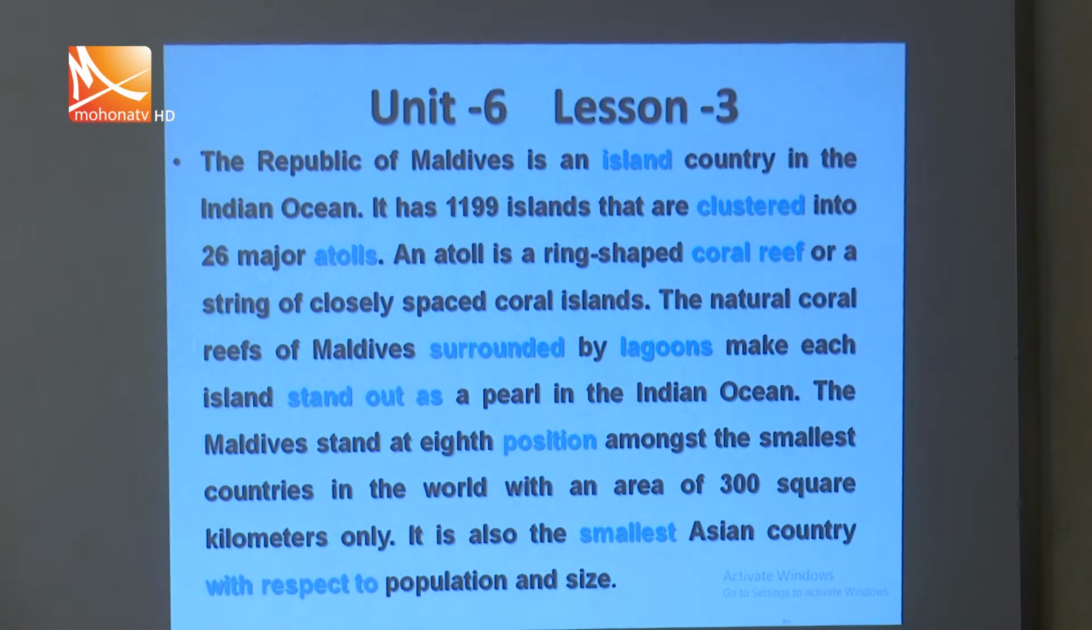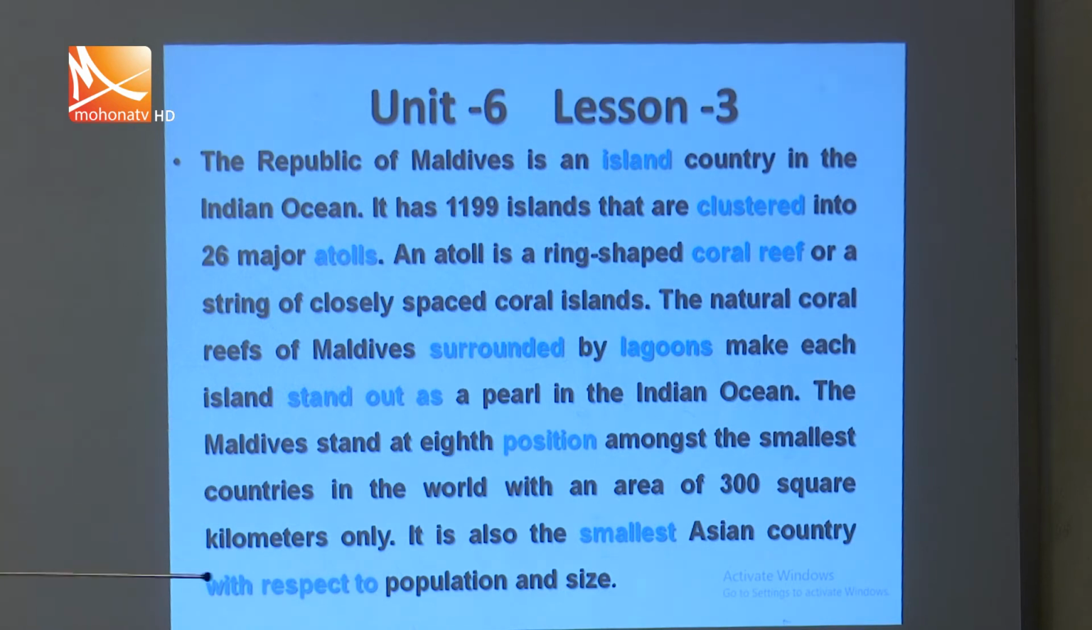Atolls you will find when you see the islands of Maldives, you will find that some of the islands are seen together. Okay, they make a cluster. Okay, a group of islands, and they make a cluster, and they look like a pearl, and that is an atoll. An atoll is a ring-shaped coral reef or string of closely spaced coral islands. Okay, so an atoll is a ring-shaped coral reef.